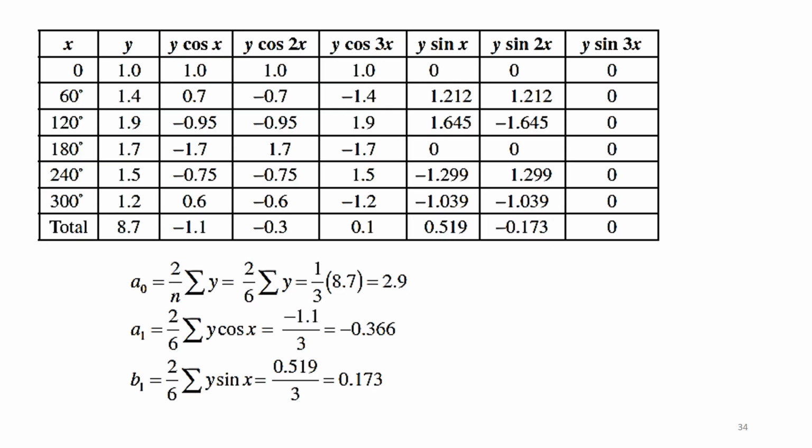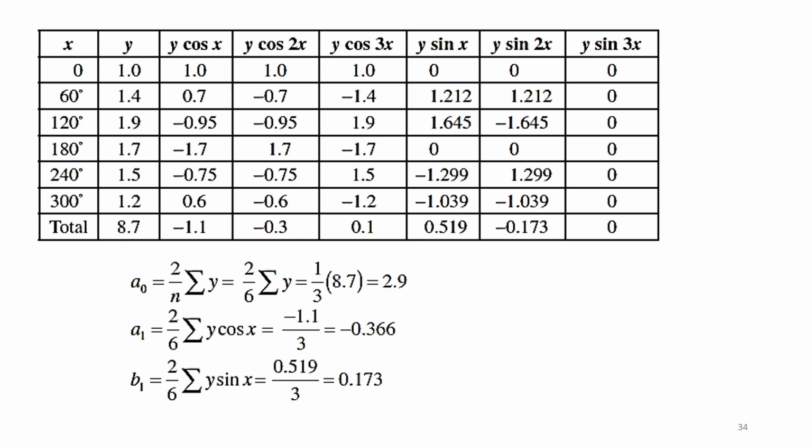After that you have to find a naught is equal to 2 by n summation y. So 2 by, what is the n value? How many n values are here? 6 intervals are here. So 2 by 6 summation of y. What is the summation of y value? 8.7. So which is 2.9.